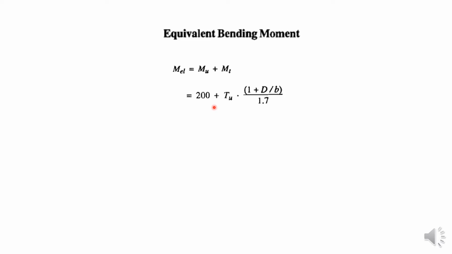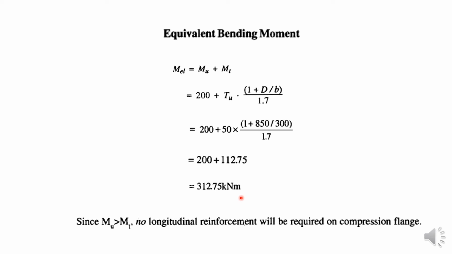Next we have to find out the equivalent bending moment. So equivalent bending moment, as we know, Me1 is equal to Mu plus Mt. The Mu value is given in the problem itself, that is 200. Then that Mt we have to determine by this formula, that is Tu into 1 plus D by B divided by 1.7. So we know all the values, just substitute here: 200 plus 50 into 1 plus D is 850, that overall depth, B is 300, divided by 1.7. We will get a value of 312.75 kilonewton meter. Since the Mu is greater than Mt, no longitudinal reinforcement will be required on the compression flange.